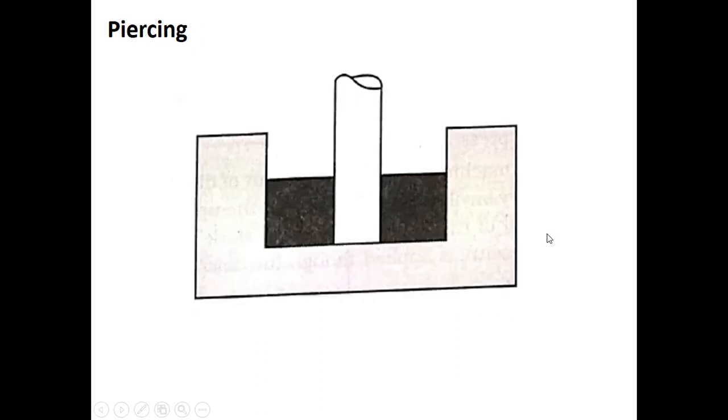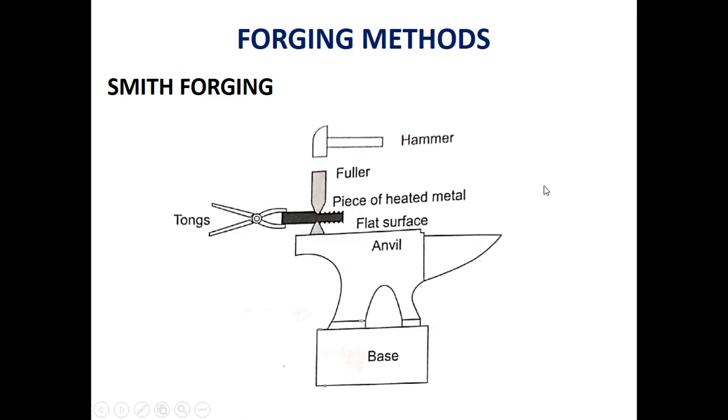Another is piercing, which means the process of making an indentation on the hot workpiece. Here no material is cut or removed from the workpiece. In punching the material is removed, whereas in the case of piercing, no material is removed. We are making an indentation. So these are some of the basic forging operations.